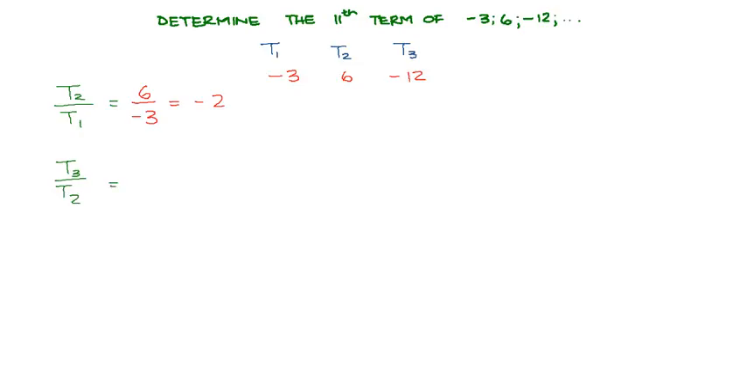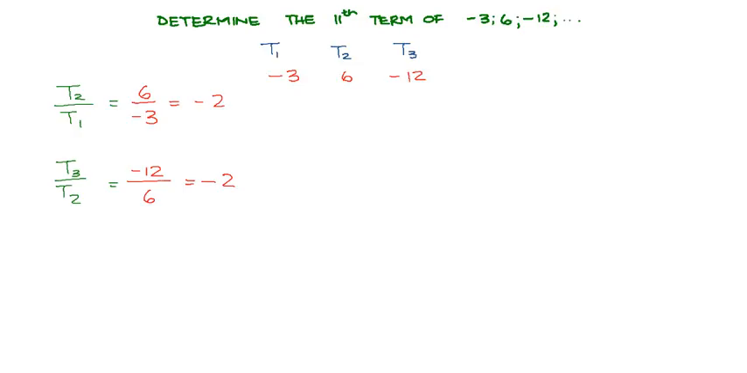Okay, let's check if we get the same thing. Alright, term 3's value is -12. Term 2's value is 6. And let's check it out. A negative, bam, and 6 goes into 12 twice. Okay, so we know that our ratio is definitely -2 because it's been the same in both cases, okay? So it's a constant ratio.